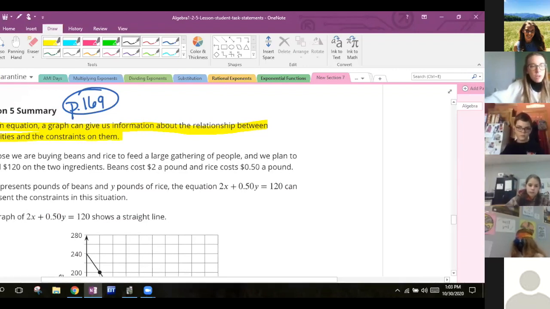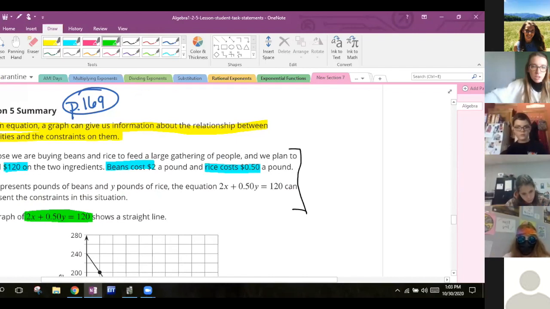Here's a real world situation right here. All right, we're going to be buying beans and rice, and we plan to spend $120. Beans cost $2, rice costs 50 cents. All right, and they want us to use this equation to represent it. X stands for pounds of beans. Y stands for pounds of rice.